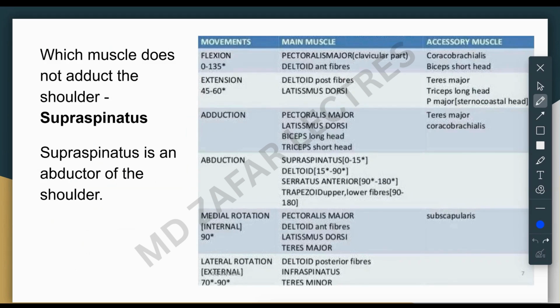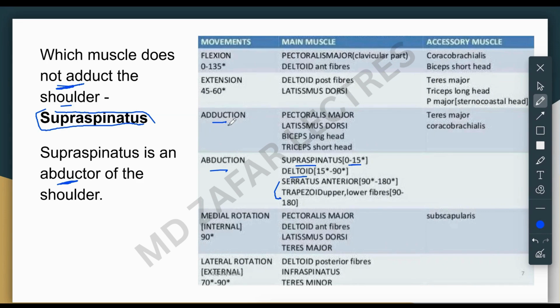So which muscle does not adduct the shoulder? That is the supraspinatus, as we know that supraspinatus is one of the muscles responsible for the abduction of the shoulder. You are supposed to know the primary muscles responsible for different movements. The important movements frequently tested in the exam are adduction and abduction. For abduction, from 0 to 15 degrees we have supraspinatus, 15 to 90 degrees we have deltoid, and 90 to 180 we have serratus anterior and trapezius muscle.